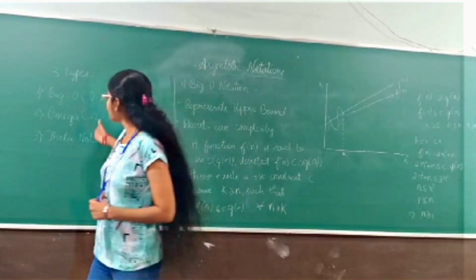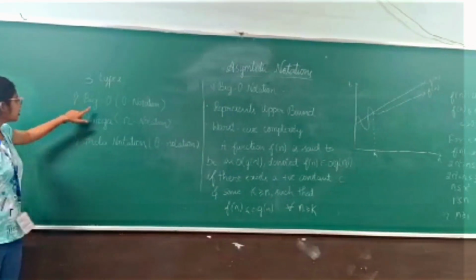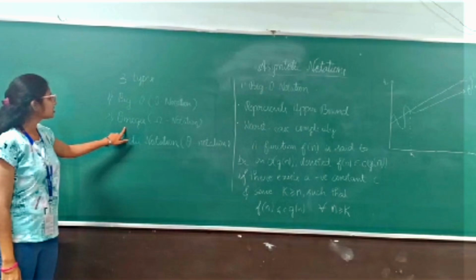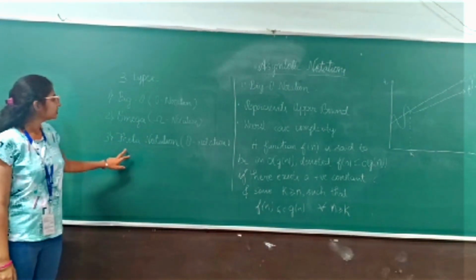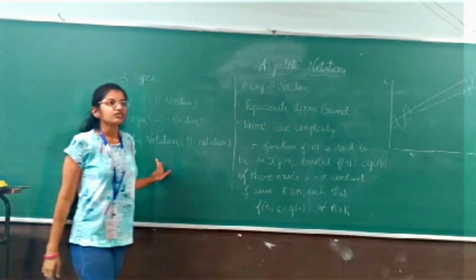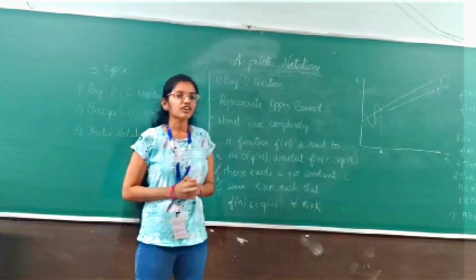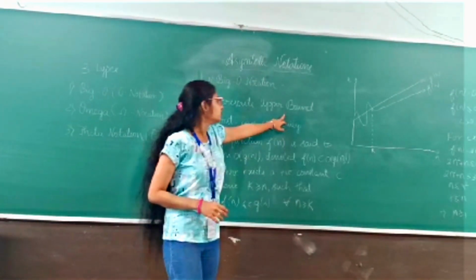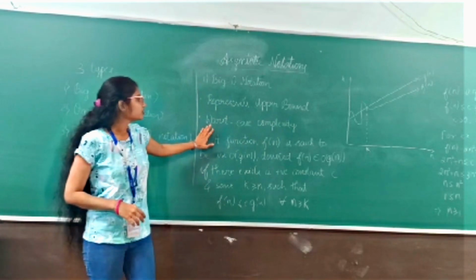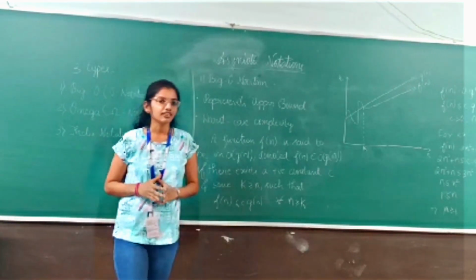So there are three types of asymptotic notations. The first one is big O notation, the second one is big omega, and the third one is theta notation. Now let's talk about big O notation. Big O notation is generally used to represent the upper bound. It is used for worst case complexity of algorithms.